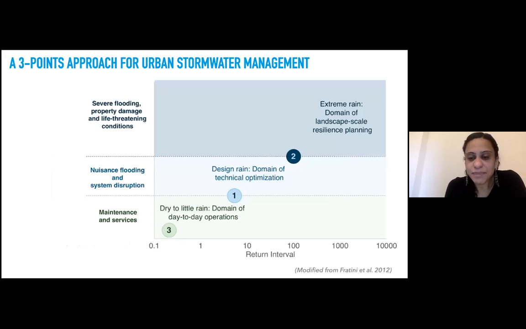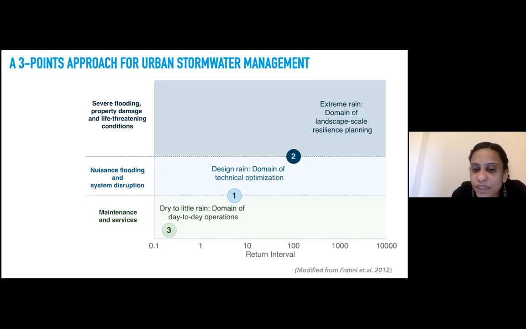And so this type of cloudburst design really adopts what's being called a 3 points approach. This terminology really hasn't caught on in the United States, but it's being widely used in cities like Copenhagen and throughout Europe, where they've begun to think about how they're going to adapt their storm sewer system to the amplification that we expect due to climate change. And they identified 3 domains of management, these 3 points.